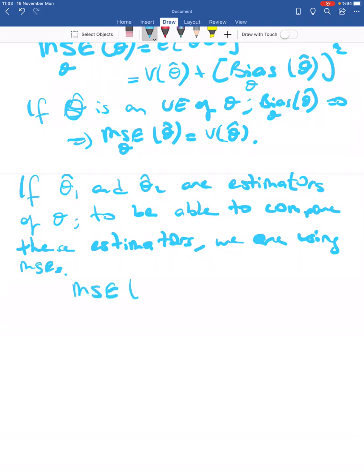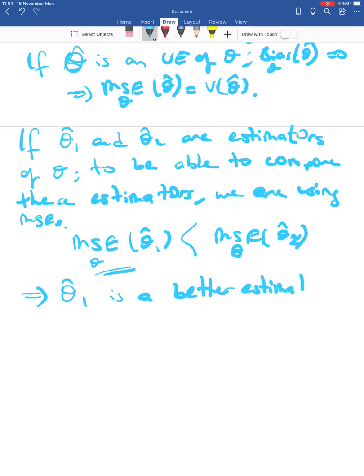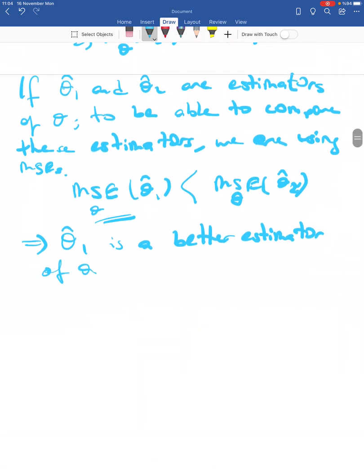Calculate the mean square error for theta 1 hat to estimate the same theta. Get the mean square error for theta 2 hat. Let's say the mean square error for theta 2 hat is bigger than the other one. This means that both the bias term and the variation are smaller in the theta 1 hat case. So we have to prefer theta 1 hat over theta 2 hat. So theta 1 hat is a better estimator of theta compared to theta 2 hat.